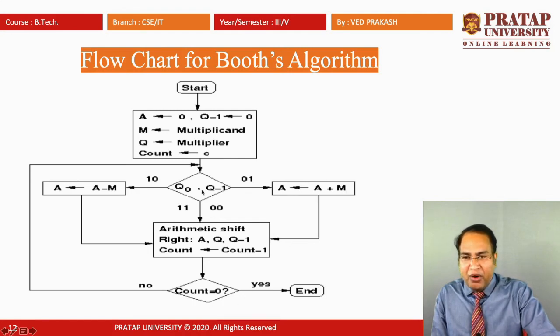Similarly, if both values are the same, either 1 1 or 0 0, then in this case we perform only the shifting operation. We don't do the addition or subtraction. And after performing the shifting operation, we check the counter value. If the counter value is not 0, then we repeat, otherwise we finish the algorithm.